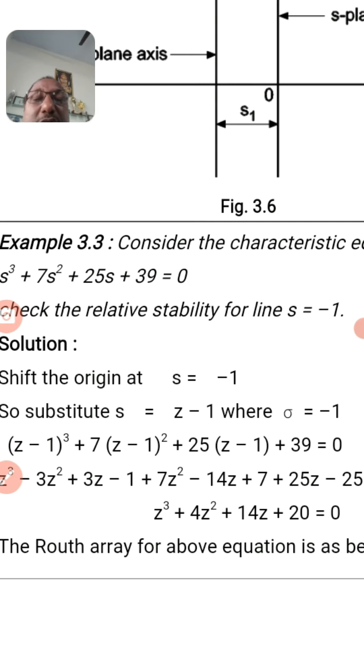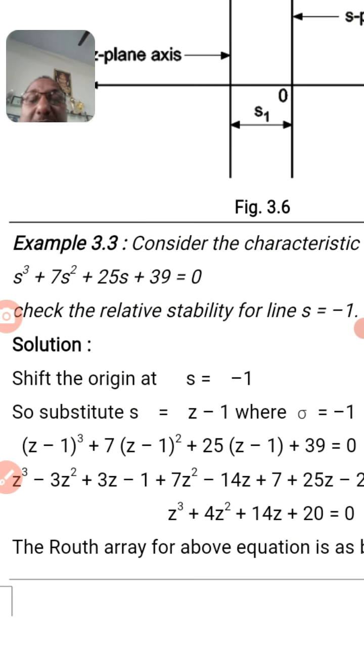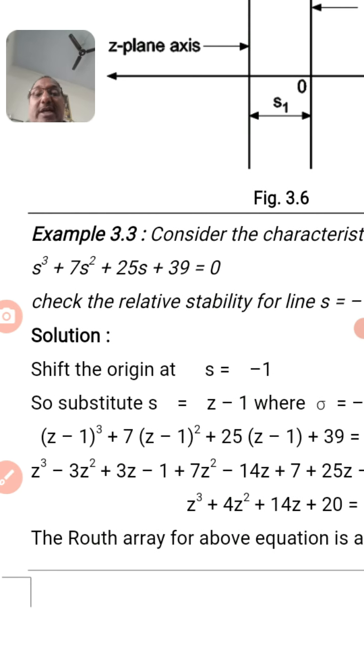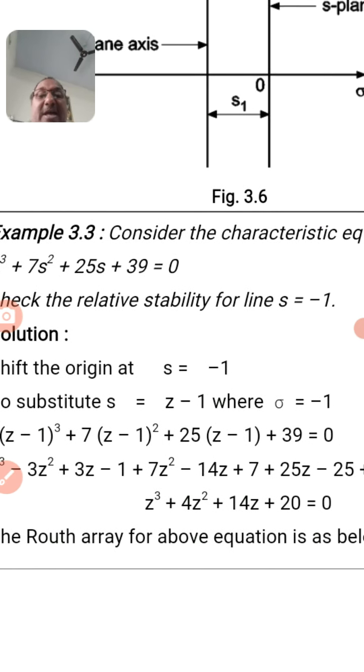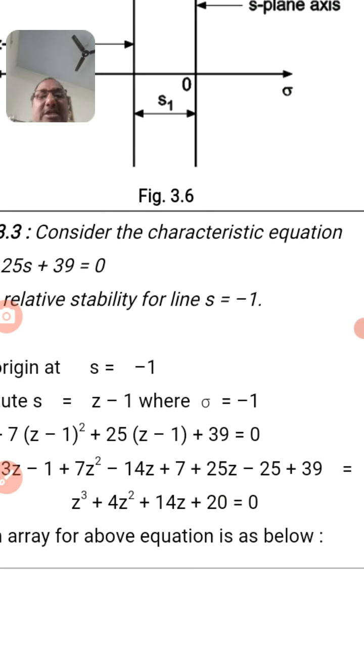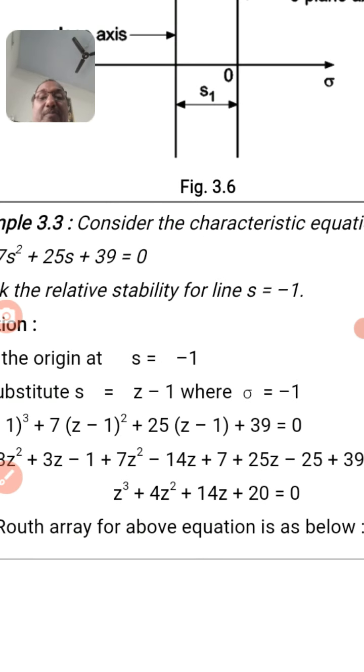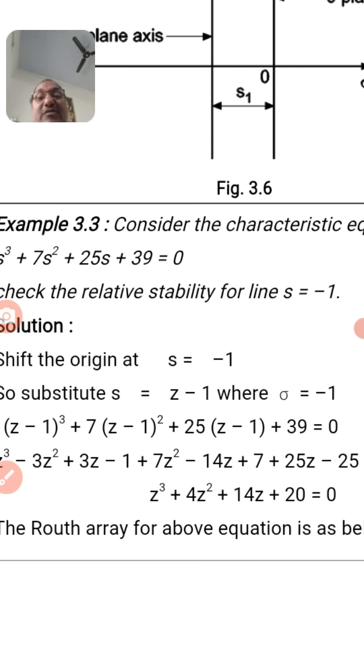If I substitute S is equal to Z minus 1 in example 3.3, the equation becomes Z minus 1 raised to 3 plus 7 into Z minus 1 raised to 2 plus 25 into Z minus 1 plus 39 is equal to 0. So Z raised to 3 minus 3Z square plus 3Z minus 1 plus 7Z square minus 14Z plus 7 plus 25Z minus 25 plus 39 is equal to 0. And if I solve this, it becomes Z cube plus 4Z square plus 14Z plus 20 is equal to 0. Now compare this with the characteristic equation given in example 3.3.